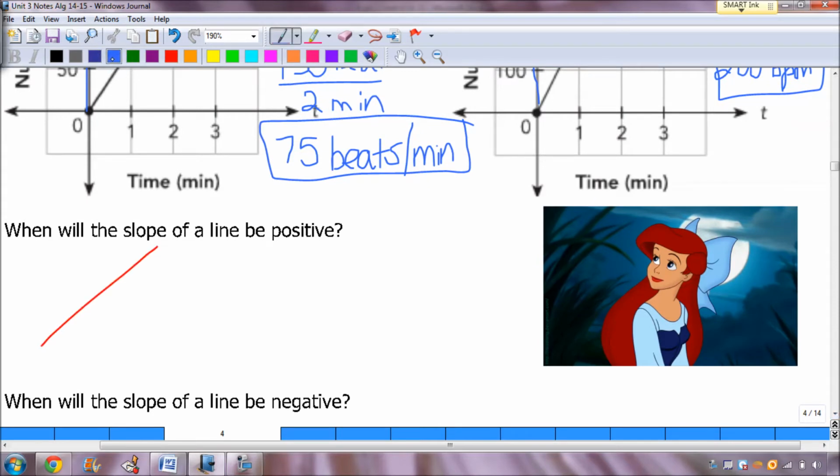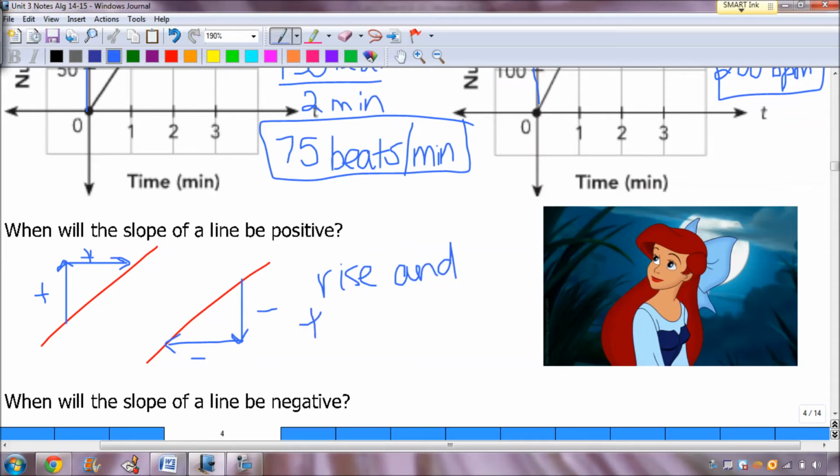Now, let's talk about the rise over the run. So the rise is positive, the run is positive. So in this example, you have a positive slope, right? This is still positive. Let's look at it a different way. What if I went backwards? The rise is negative, the run is negative. So in order for the slope of the line to be positive, the rise and the run need to be the same sign.